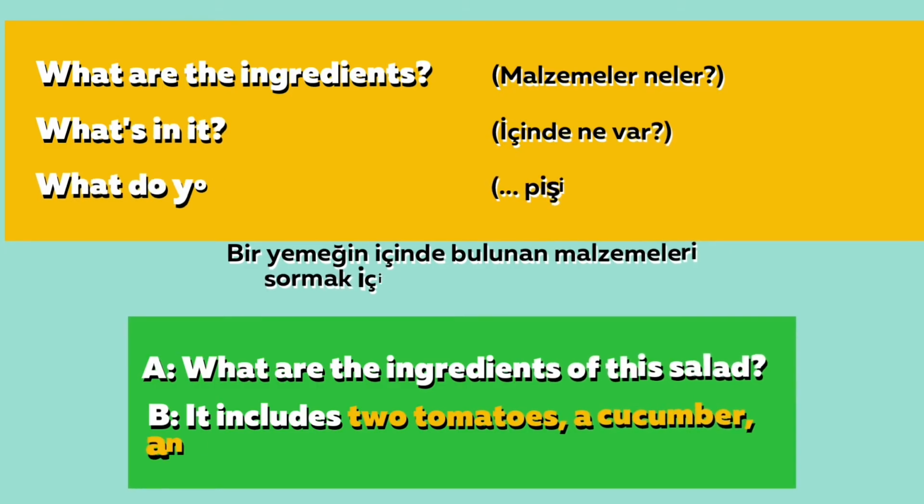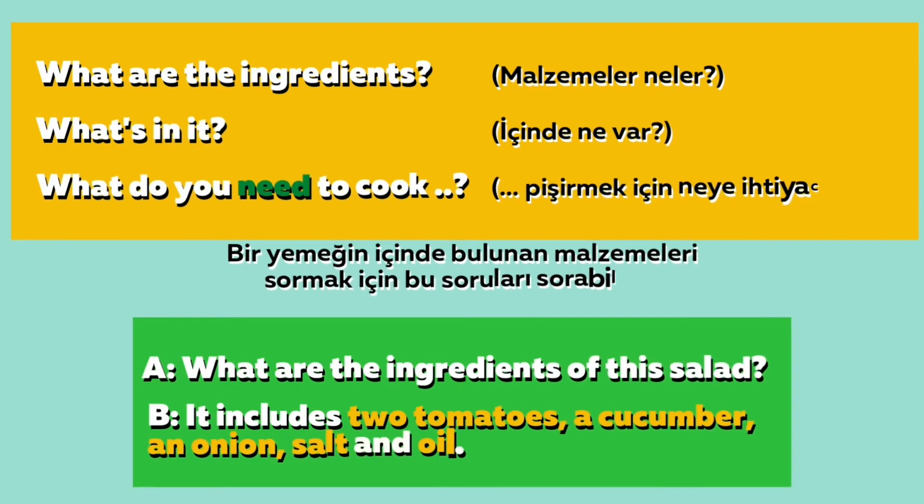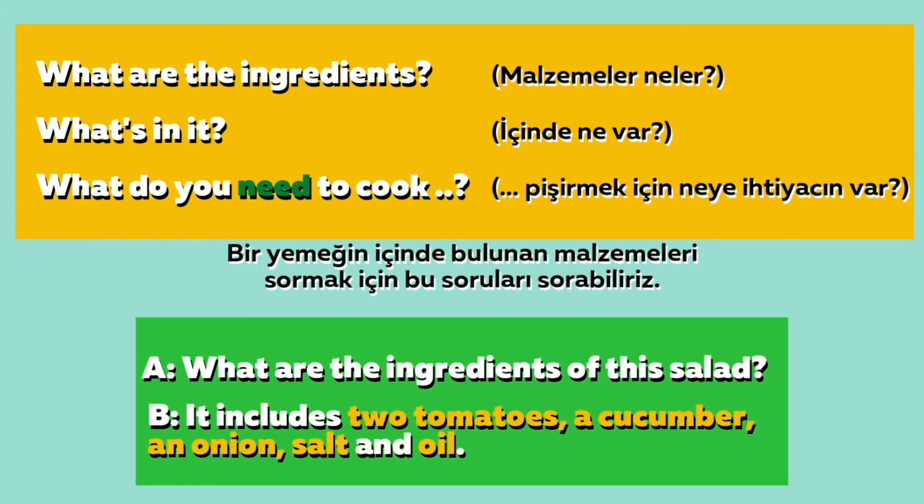What are the ingredients? What's in it? What do you need to cook? What are the ingredients of this salad? It includes 2 tomatoes, a cucumber, an onion, salt and oil.